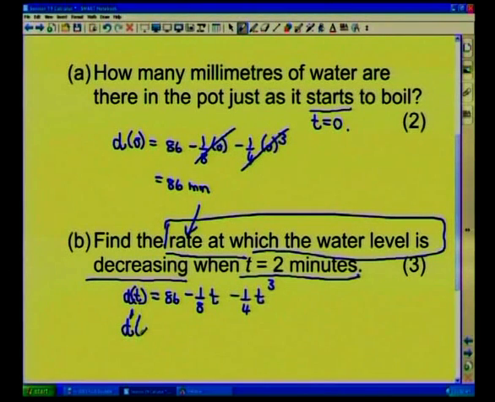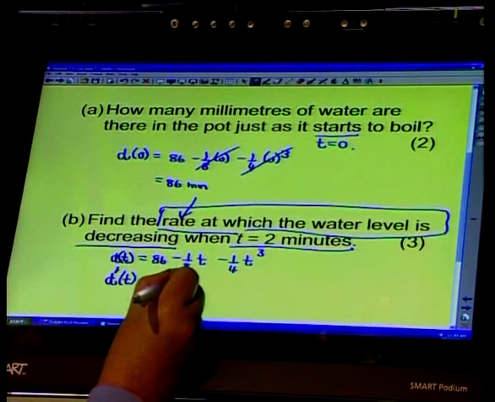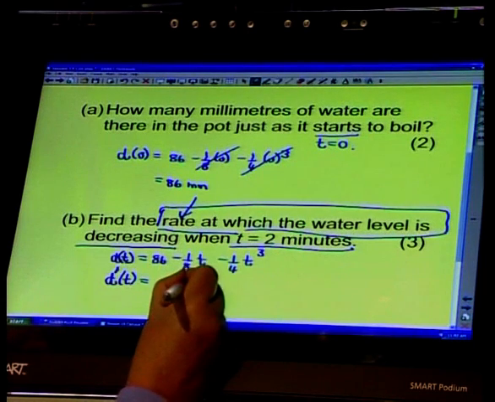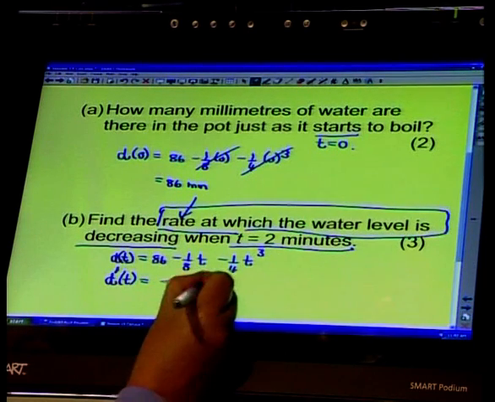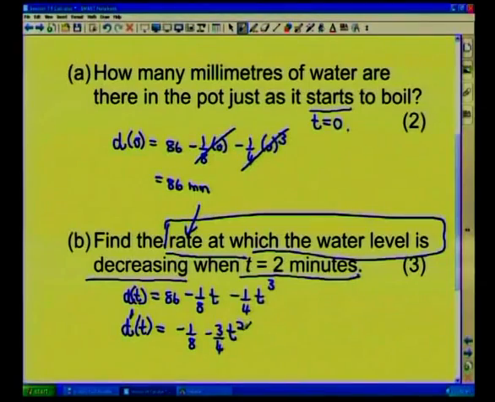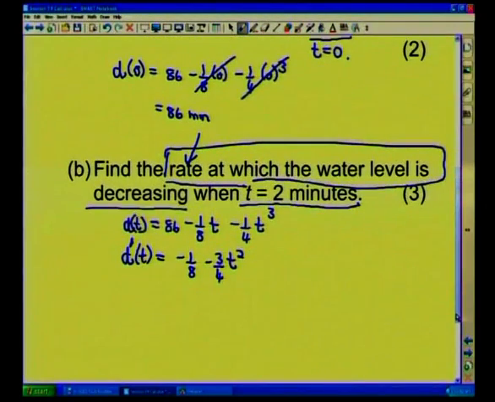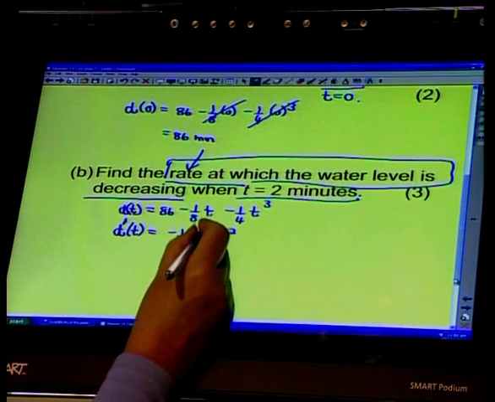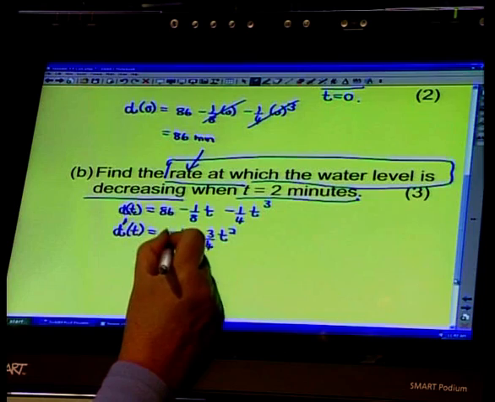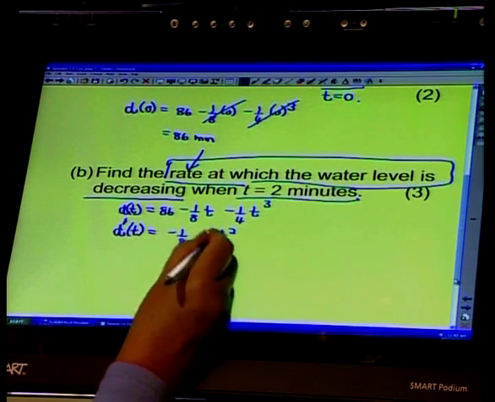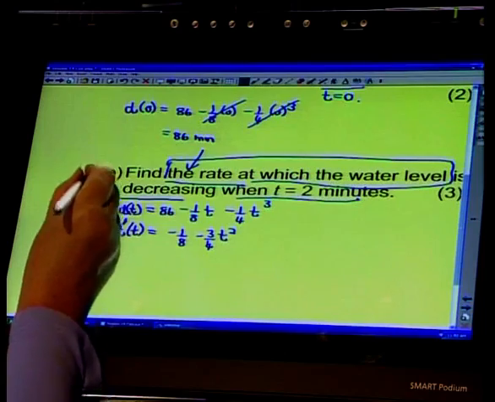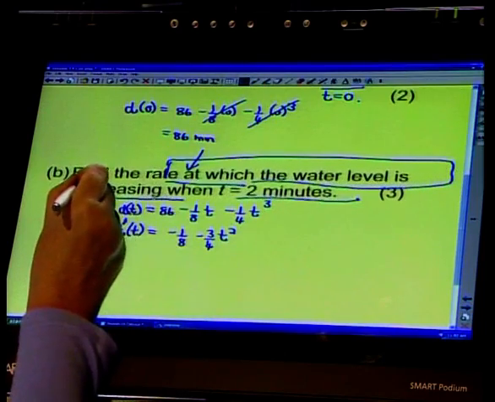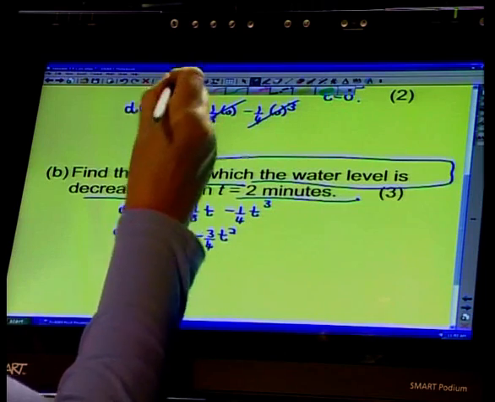So D dashed of T is equal to, so 86's derivative falls away because it's a constant. This becomes minus an eighth, and this is going to become minus 3/4 T squared. Now, if you look at that equation, it's a negative here. Something squared will always be positive times a negative, so it's clearly negative. So this answer will always be negative, which is why they're saying decreasing. I've just picked up the equation by mistake, but don't worry, it's back where it should be.